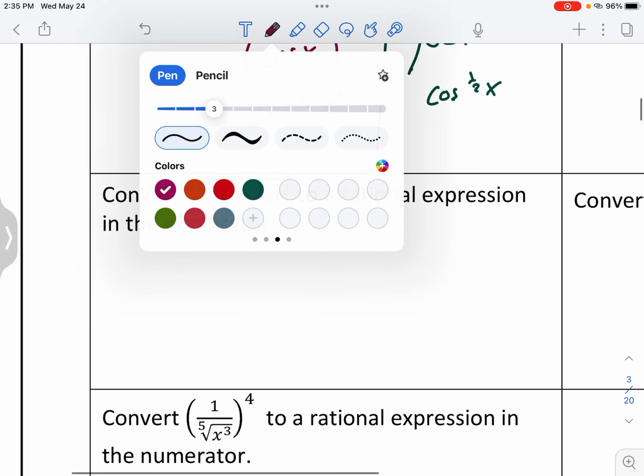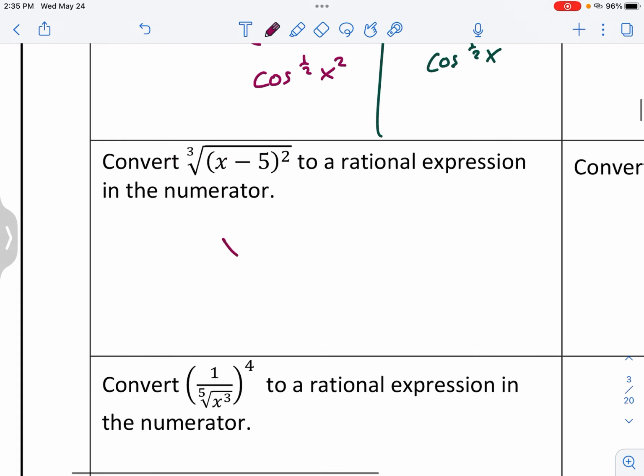All right, the next one, we have x minus 5 raised to the second power. Cubed, though, will be a fraction like that. So x minus 5 parentheses to the 2/3 power.